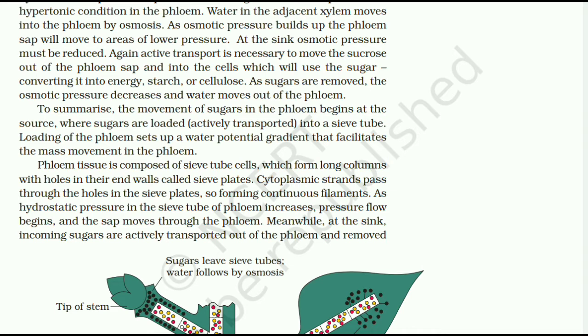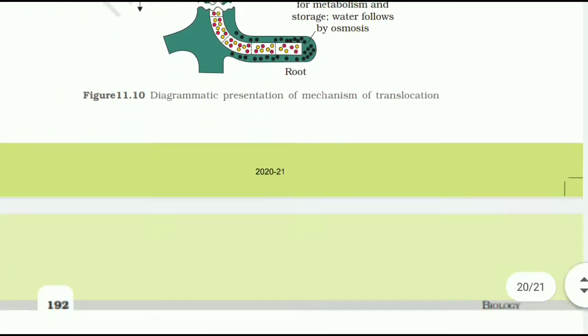Phloem tissue is composed of sieve tube cells, which form long columns with holes in their end walls called sieve plates. Cytoplasmic strands pass through the holes in the sieve plate, forming continuous filaments. As hydrostatic pressure in the sieve tube of phloem increases, pressure flow begins. The sap moves through the phloem. Meanwhile, at the sink, incoming sugars are actively transported out of the phloem and removed.